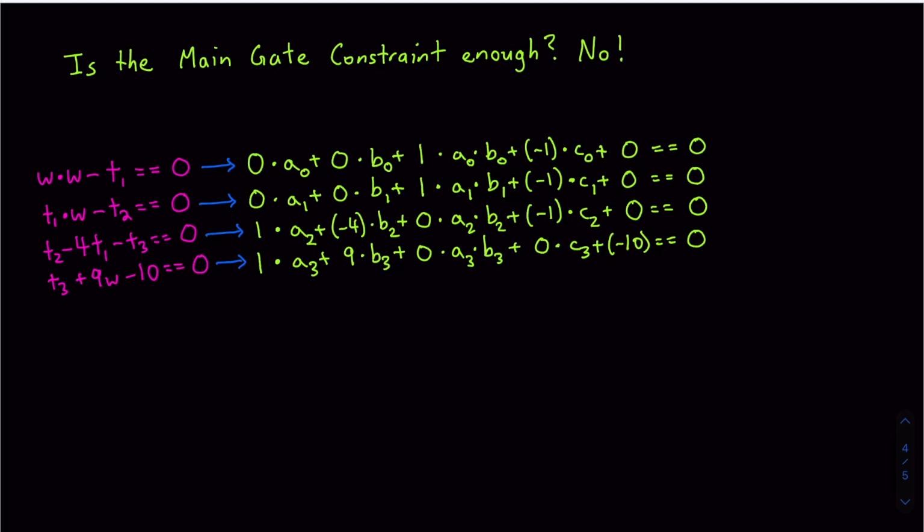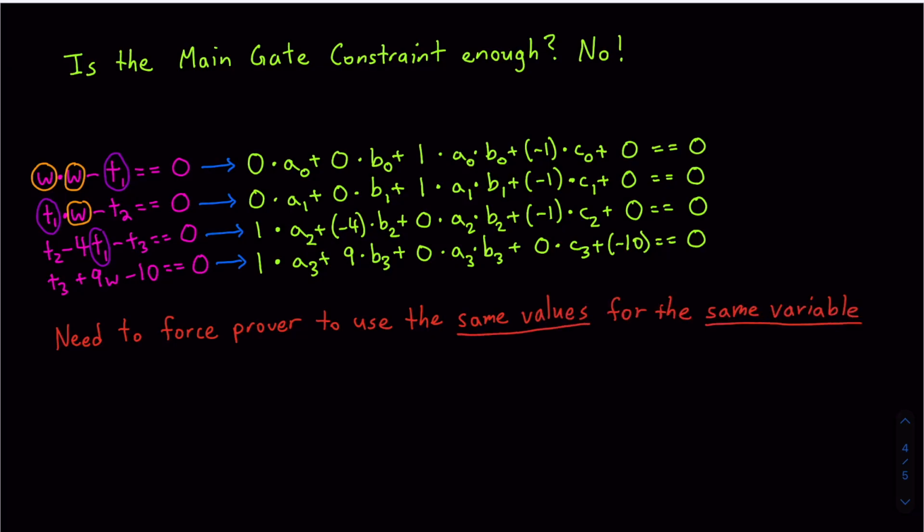That means the two w's in the first constraint need to be the same value, which also need to be the same as the w in the second constraint, and t1 from the first constraint must match the corresponding t1 in the second constraint. In PLONK notation, the first constraint has variables a0, b0, c0, and the second has a1, b1, c1. So what we need to do is force the prover to use the same value for a0, b0, and b1, the w's, and the same value for c0 and a1, the t1.